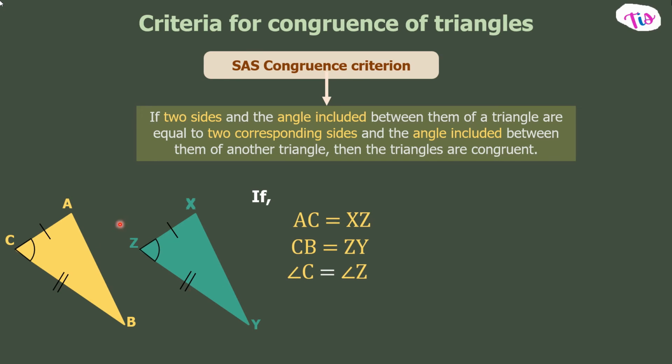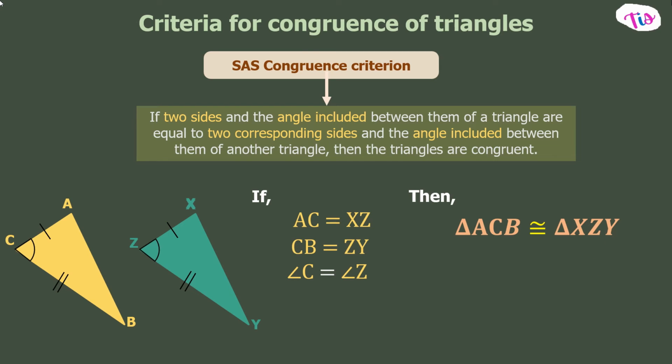So in this case, two sides and the included angle are equal to the corresponding two sides and the included angle. It means these two triangles are congruent by SAS congruence criteria. And again, you need to be really very careful about the order of the triangles. So A, C, B, X, Z, Y, right? So this is the correct order. So these two triangles are congruent.